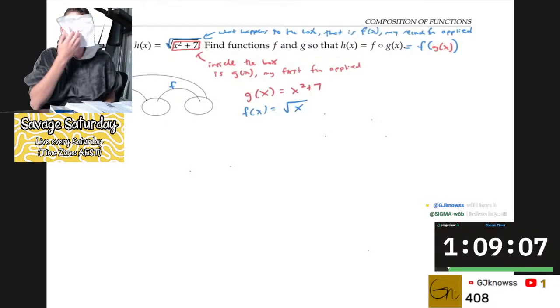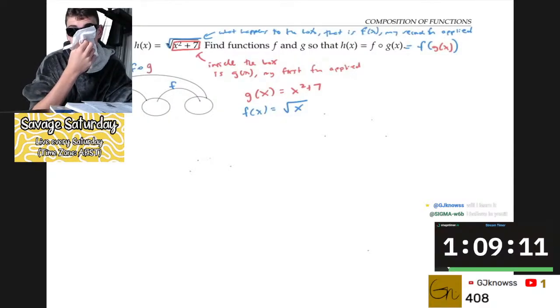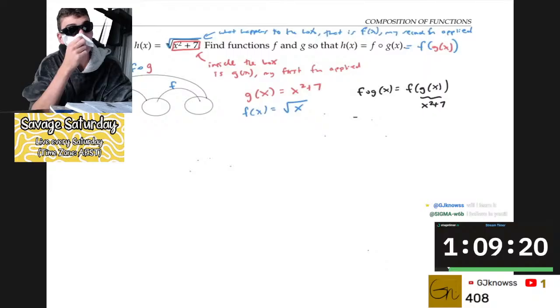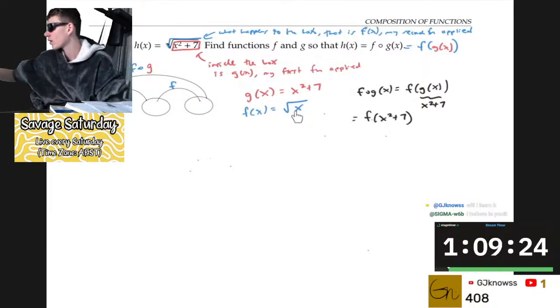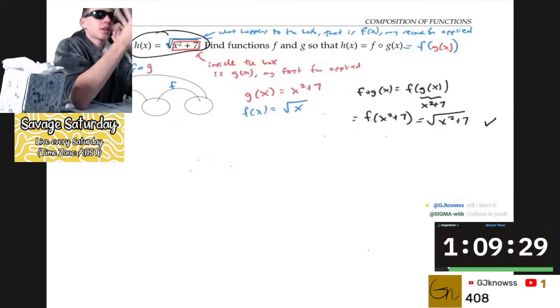Let's just check and make sure that this works. I need to check that when I take the composition, f composed with g, I get the same thing as my original h. So if I do f composed with g of x, by definition, that's f of g of x. Working from the inside out, I can replace g of x with its formula, x squared plus 7. So I need to evaluate f of x squared plus 7. That means I plug in x squared plus 7 into the formula for f, so that becomes the square root of x squared plus 7. Ta-da! It works because it matches my original equation. So we found the correct way of breaking h down as a composition of two functions.